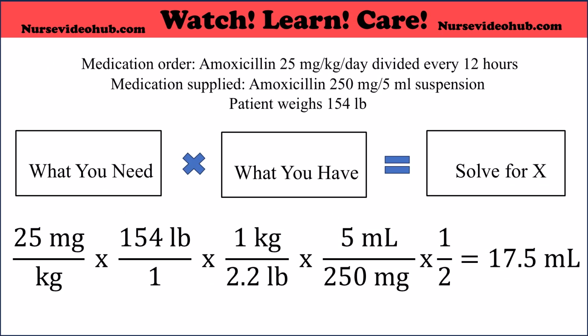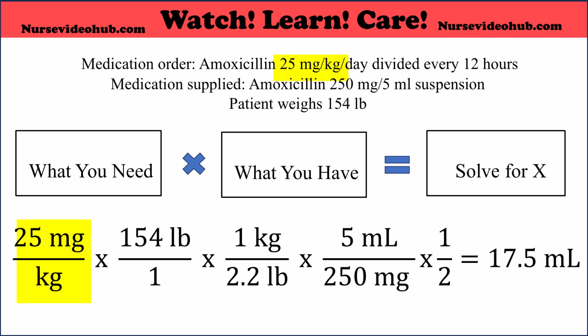This is a weight-based order. The order is written as 25 milligrams per kilogram, but the patient's weight is recorded in pounds. You must convert the pounds to kilograms. You set up the problem to identify the amount of milliliters to administer. Write out the prescribed dose as a fraction, 25 milligrams per kilogram. This is a weight-based dose.